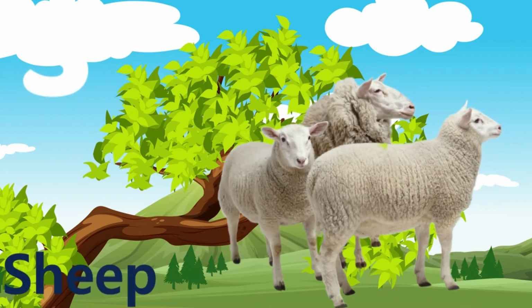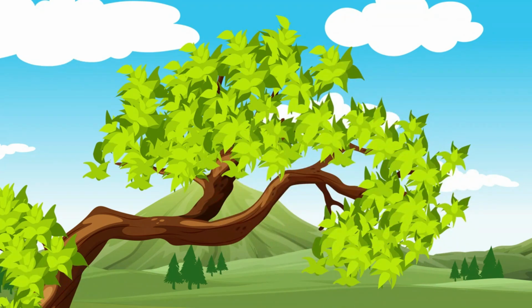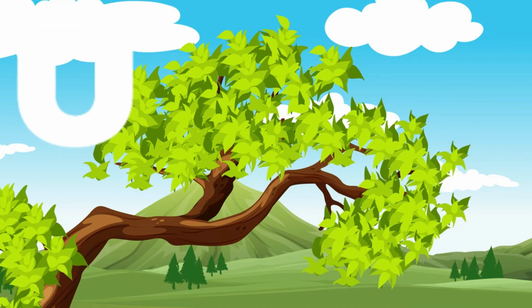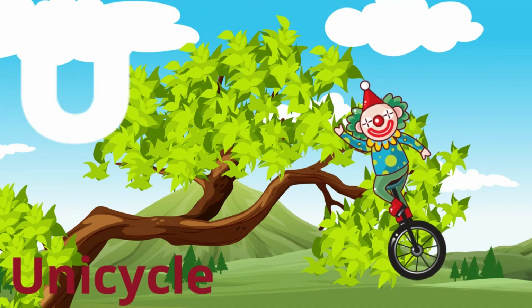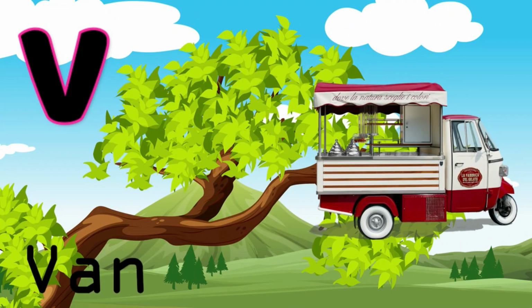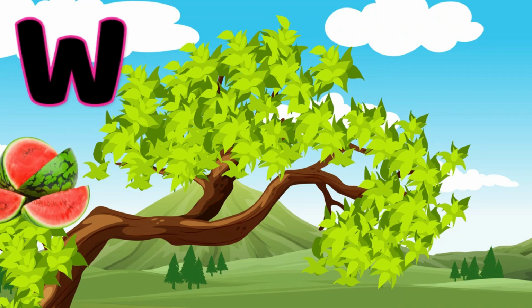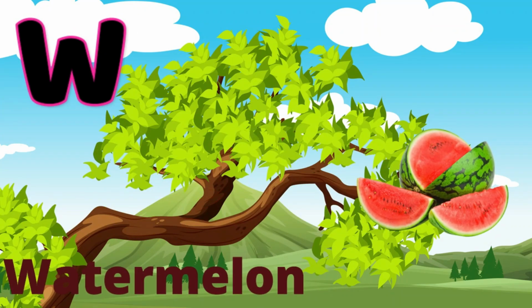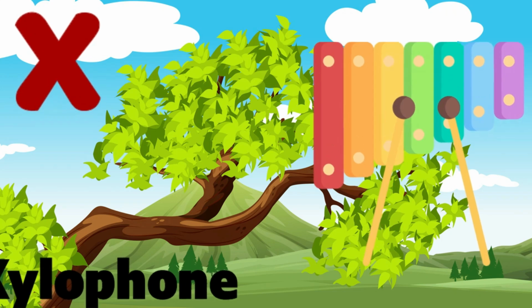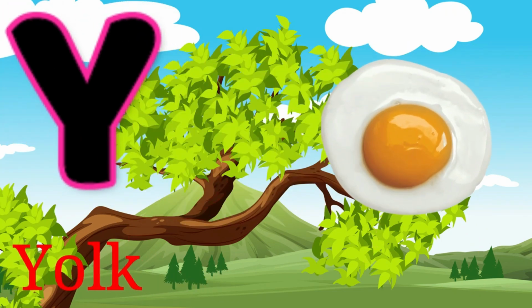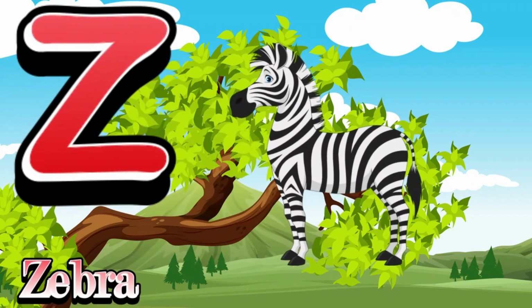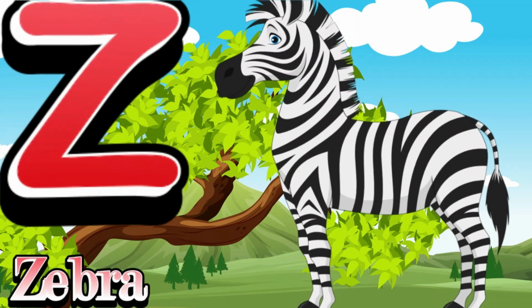S for sheep. T for table. U for unicycle. V for van. W for watermelon. X for xylophone. Y for yolk. Z for zebra.